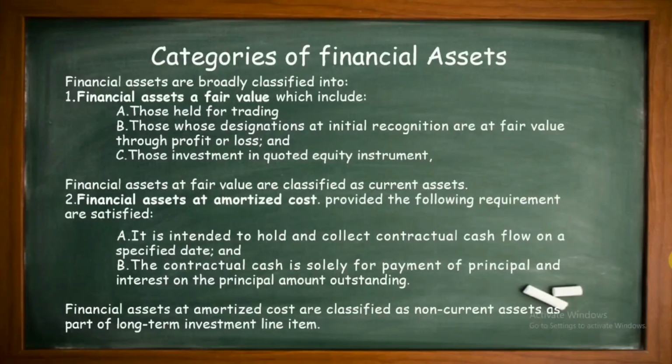So, letter B, contractual cash flow is solely for payment of principal and interest on the principal amount outstanding. So, yun nga, yung contractual cash ay para lamang sa pagbabayad ng principal at interest sa principal amount na natitira. So, financial assets at amortized cost are classified as a non-current asset as part of the long-term investment line item.